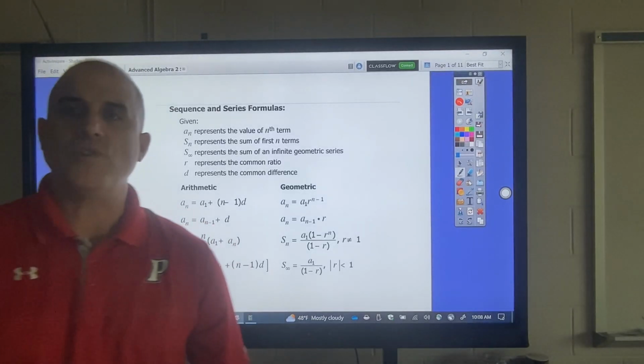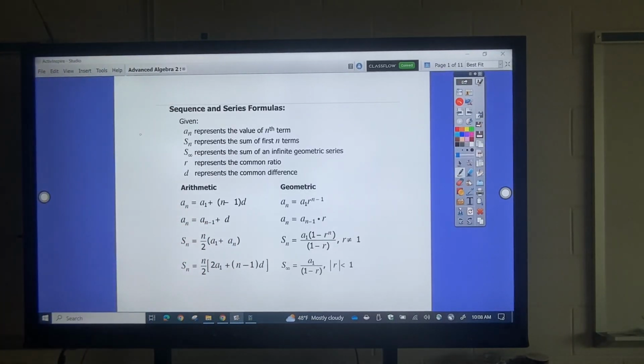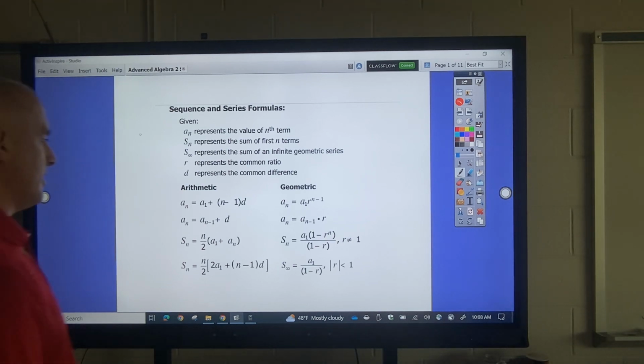Okay, this is going to be the first video on sequences and series. You'll get this formula sheet, so you don't have to memorize the formulas. You have to know how to use them, okay?